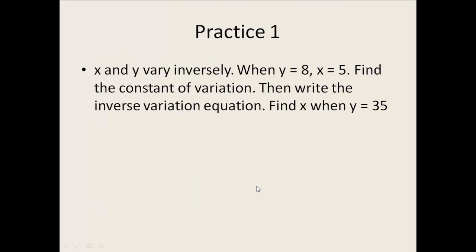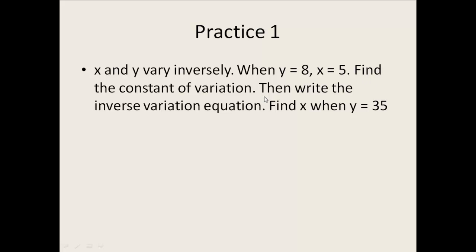Here's going to be our first practice one. It tells us x and y vary inversely. When y is equal to 8, x is equal to 5. Find the constant of variation, then write the inverse variation equation. Find x when y is equal to 35. So there's actually three different things going on here. We are going to start with this first one.